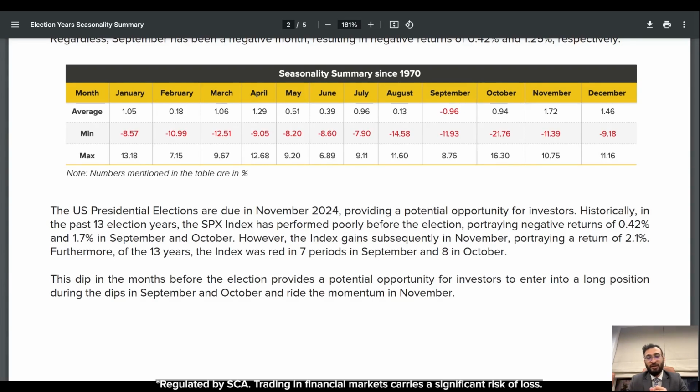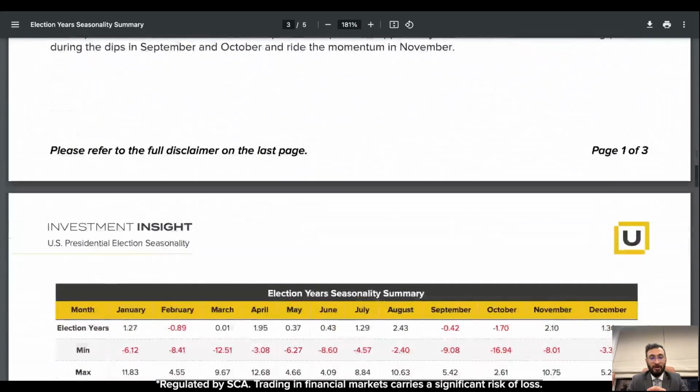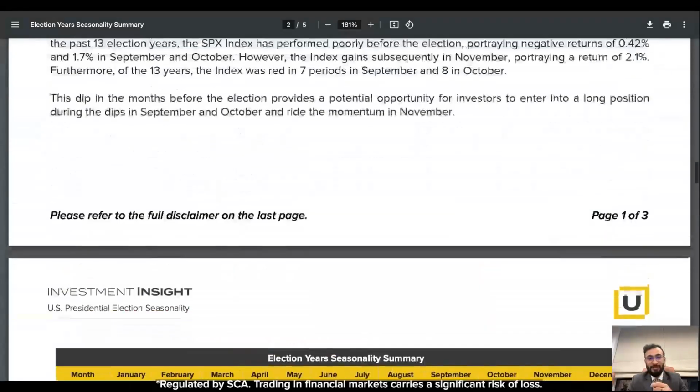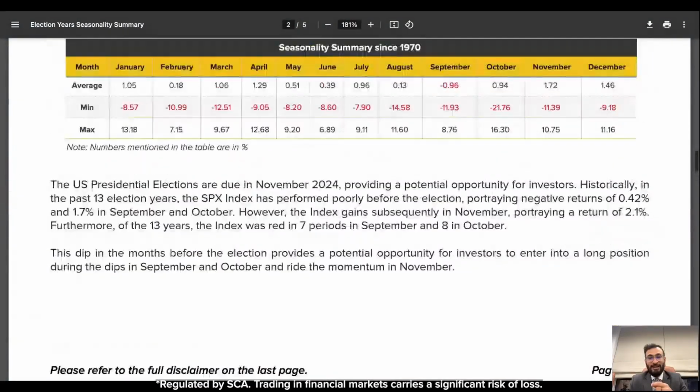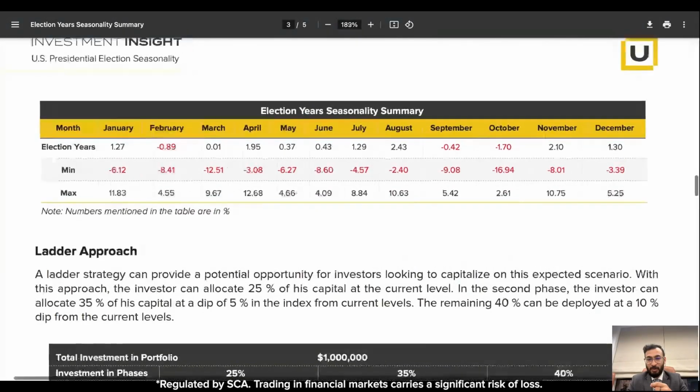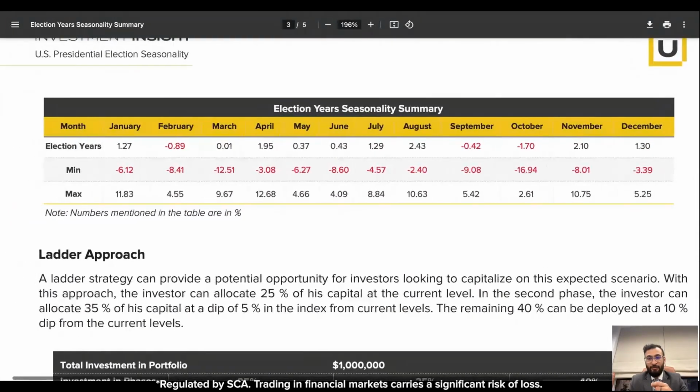A dip in the months before the election provides a potential opportunity for a lot of investors to enter into a buying position. When markets come down in September and October, you could buy during that time and then ride that momentum in November when the market recovers, right? So this is election years seasonality. This is the seasonality since 1970, and this is the election years seasonality which you see. Look at this. Every time, in September and October, the majority of the signs have shown red, and then again it recovers in November and December.